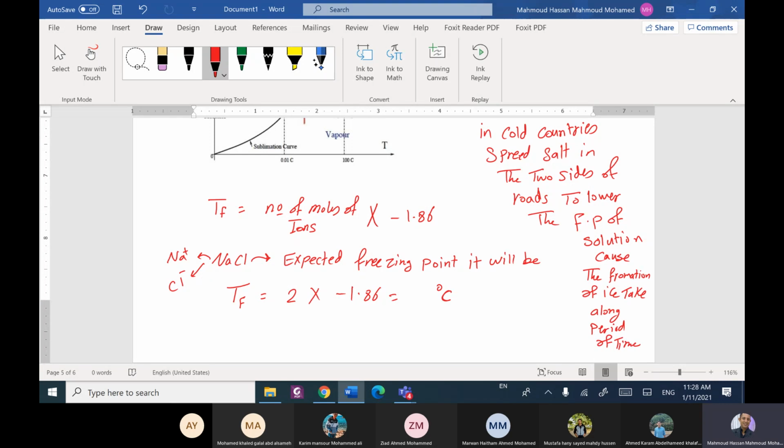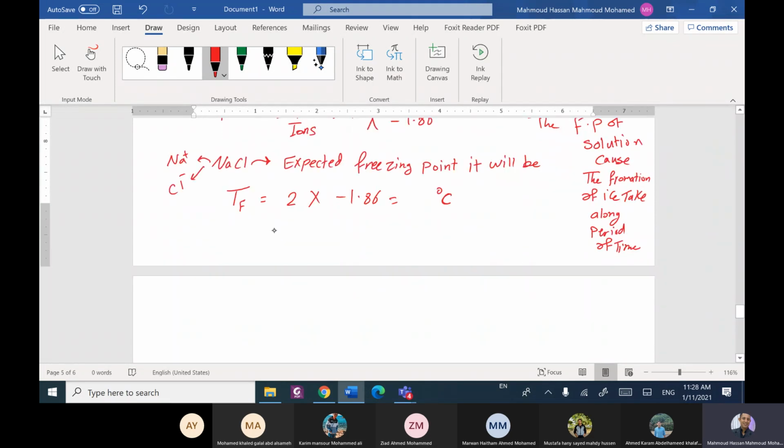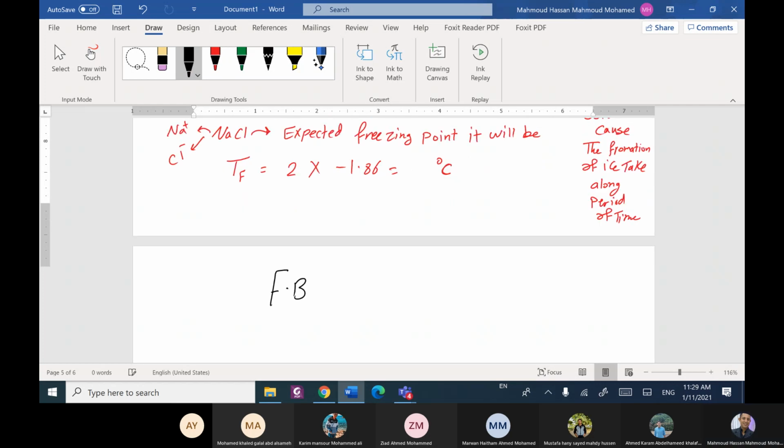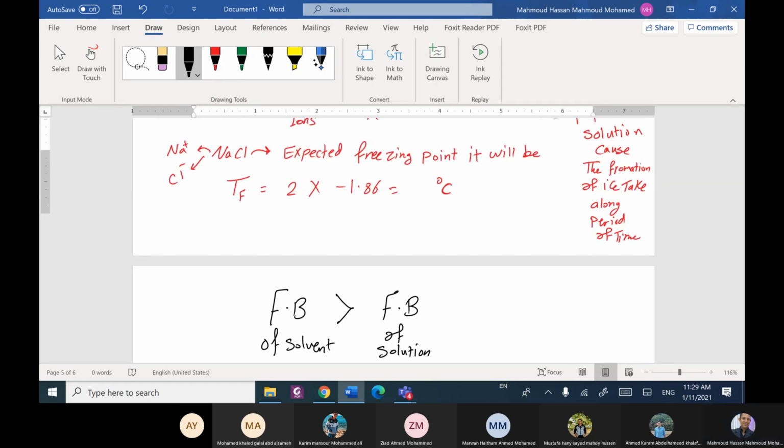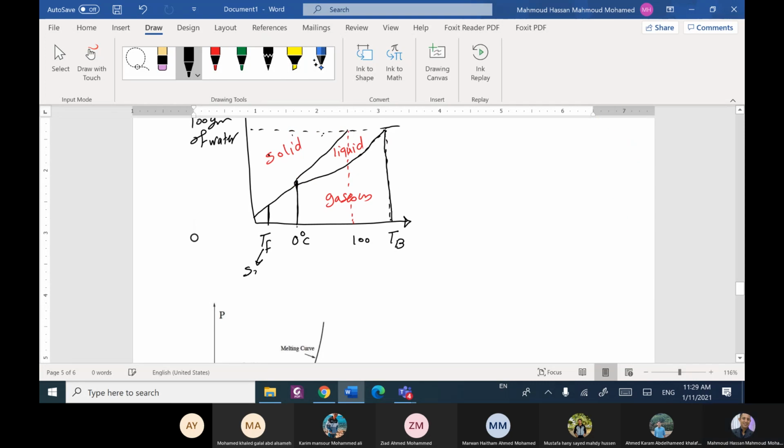When they throw sacks of salt on two sides of the road, the salt starts forming a salty solution. So when it is a salty solution, the freezing point undergoes depression. Why? If I compare the freezing point of the solvent, the freezing point of the solvent is higher than the freezing point of the solution. So whenever I have a solution, its freezing point undergoes more lowering. If the water is expected to freeze at 0 degrees, the solution will freeze at a lower degree.